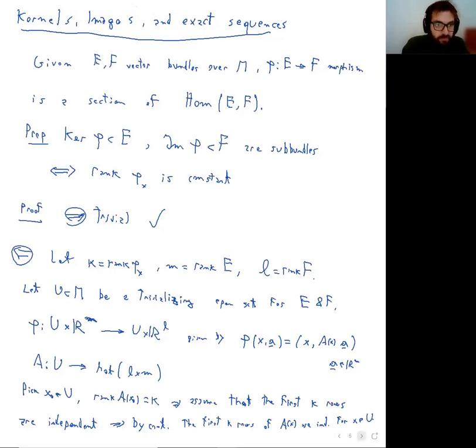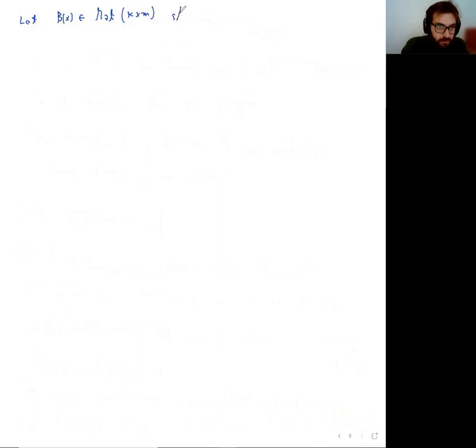Okay, so now we separate these rows. We take B(x) to be the k times m matrix, such that A(x) is basically this B(x) on top. So this is the one with the k independent rows, and something else below. B is just the matrix of the first k rows.